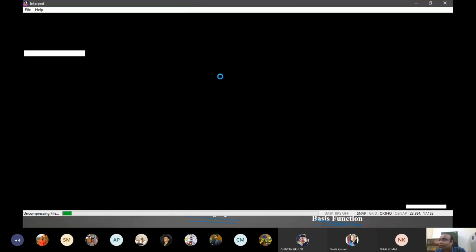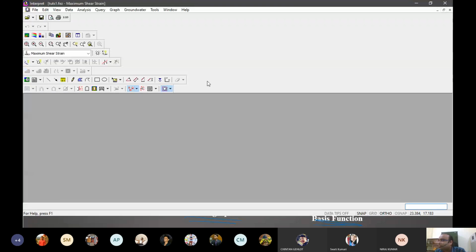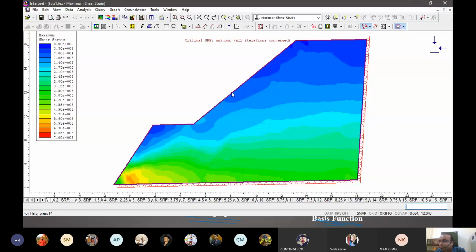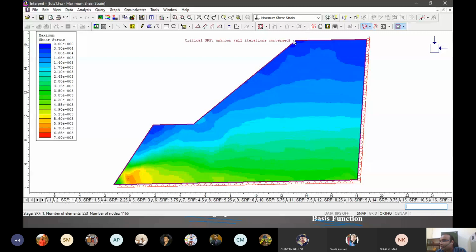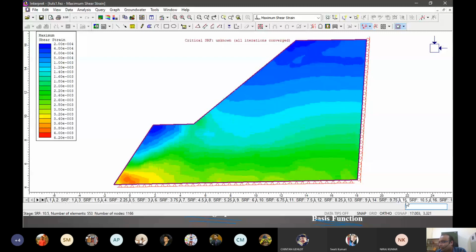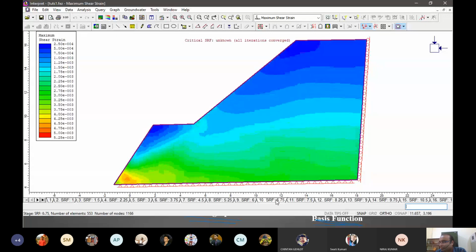So when we aborted it, I think something will come. When you do strength reduction factor, there is a certain critical SRF that comes. Right now all iterations converge, which basically says that it is very stable. But when the actual simulations run, we'll see there will be a certain strength reduction factor at which it will fail. We'll do those analyses later on, but apparently it's very stable.